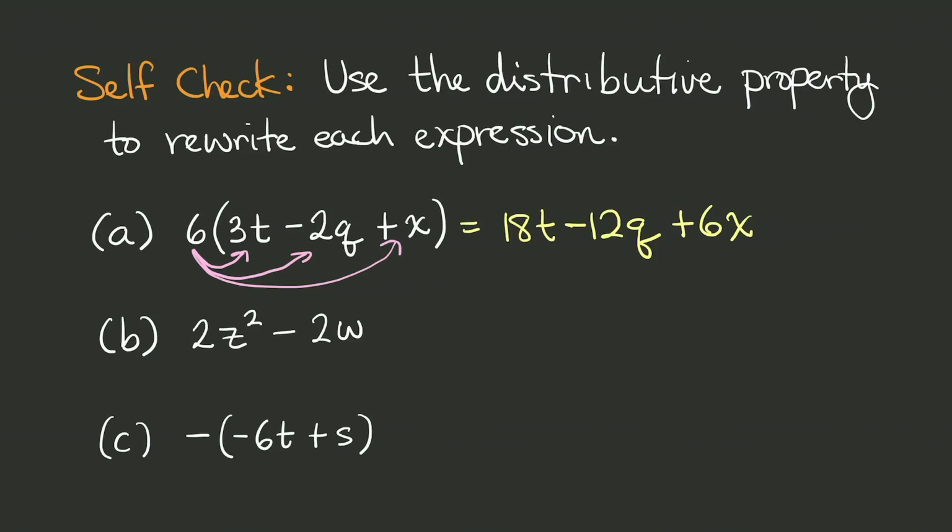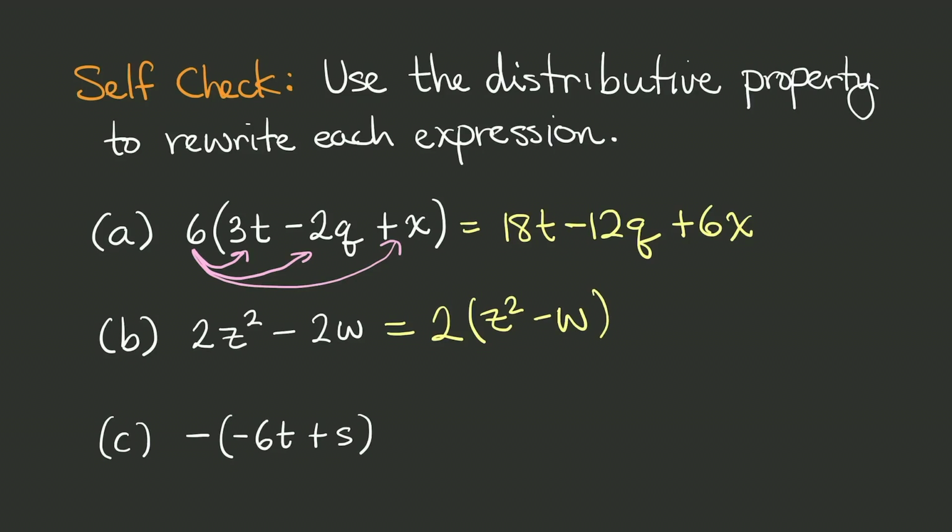In part B, we have 2z squared minus 2w. Since we don't see any parentheses here, we need to factor this out. What the two terms have in common is a 2, and then what's left over is going to be (z squared minus w) in parentheses.